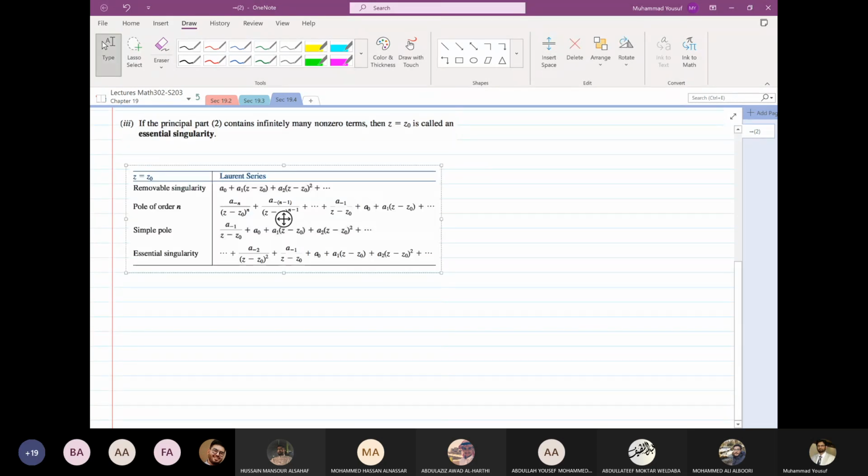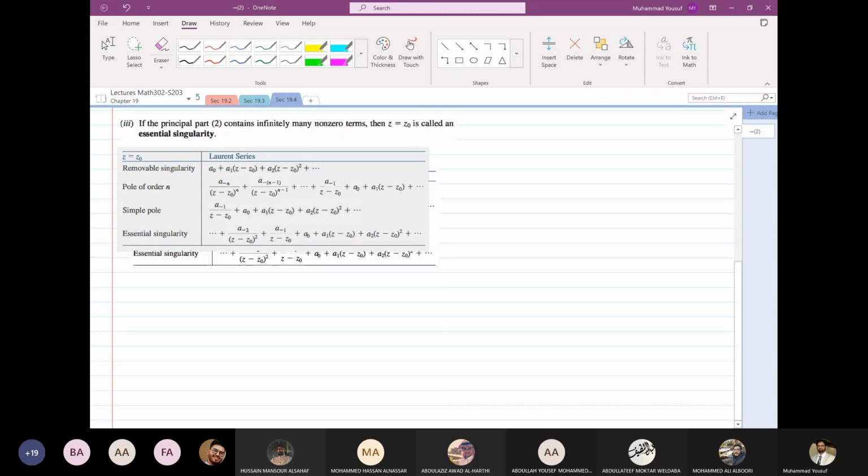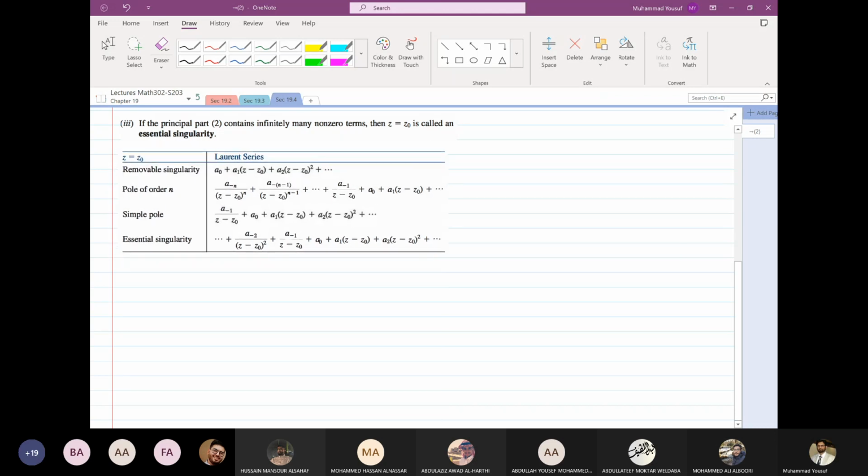It will be more clear if we look at this table. Number 1, we have a naught plus a1 (z minus z naught) plus a2 (z minus z naught) squared. So there is no principal part. So z equal to z naught is a removable singularity.